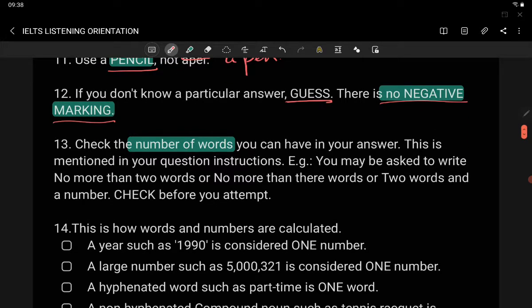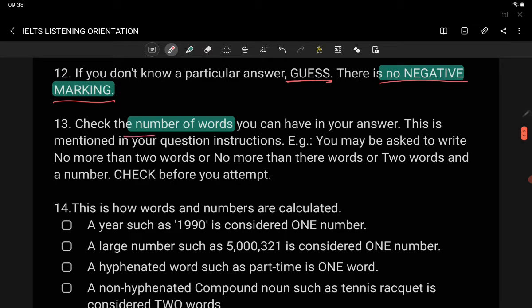That's mainly because you're not competing against other people. Everybody is competing only against themselves in this test. You have to prove you can speak English. It is not a typical test where you have a competition with other test takers. So there's no negative marking.